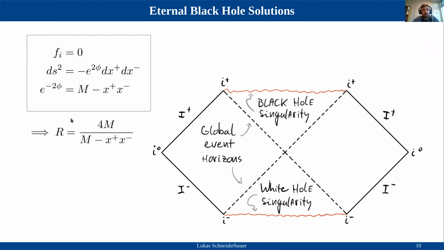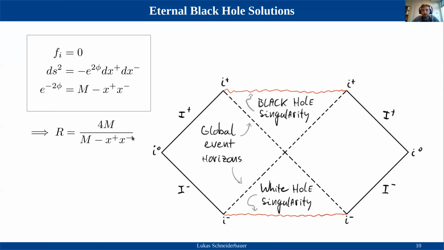Now you can immediately go ahead and, for example, calculate the Ricci scalar with these ingredients, and you will find that for some lines, where x plus and x minus is actually equal to m, the Ricci scalar will blow up, and these are exactly the lines that will be interpreted as the black hole singularity.